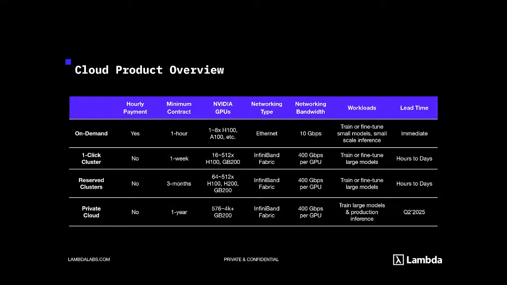You can get an on-demand GPU for as little as an hour, a one-click cluster, which is a massive 16 to 512 interconnected cluster, for a week. You can also reserve those clusters for several months at a time, or for the largest organizations in the world, we build out private clouds.